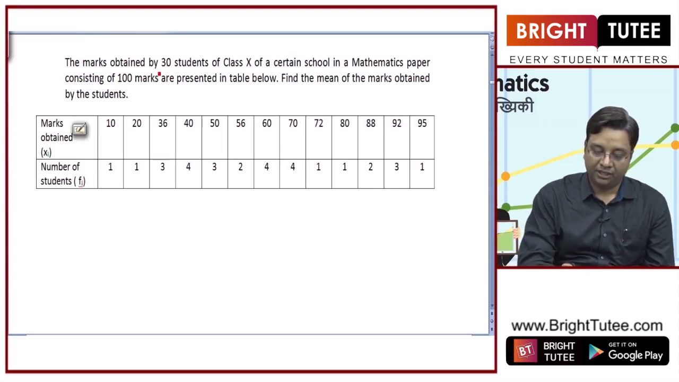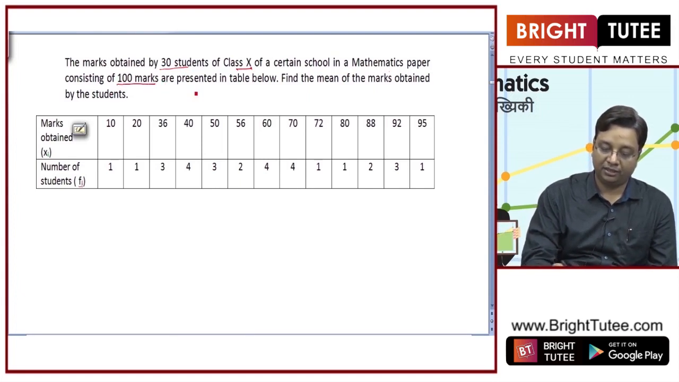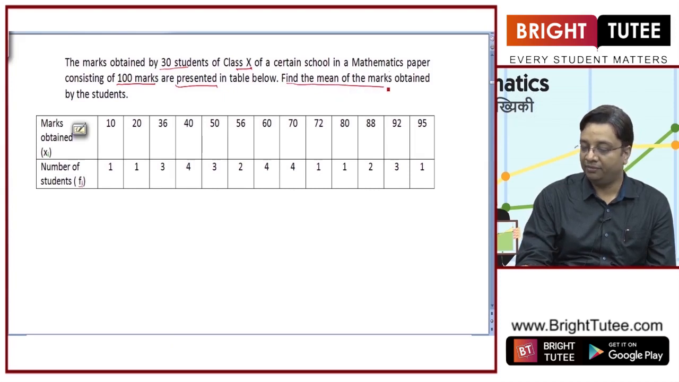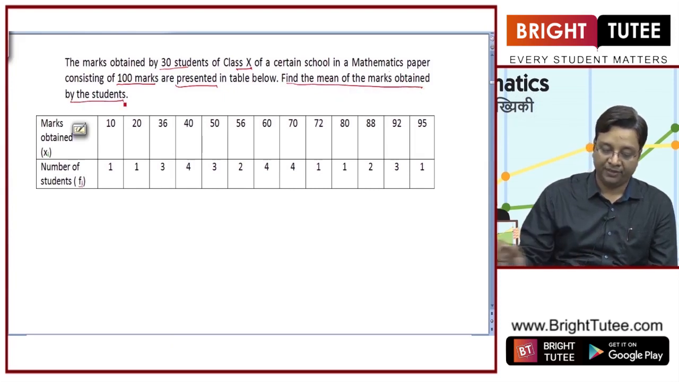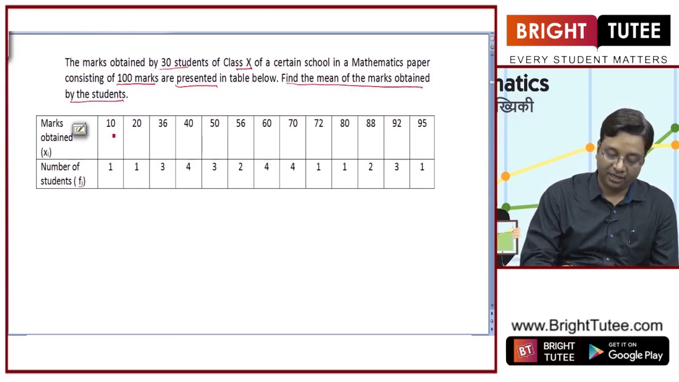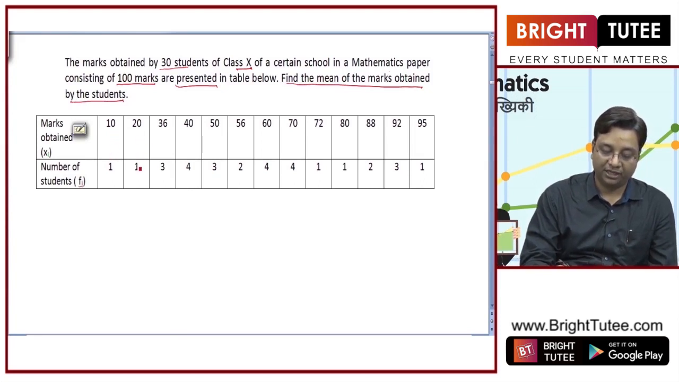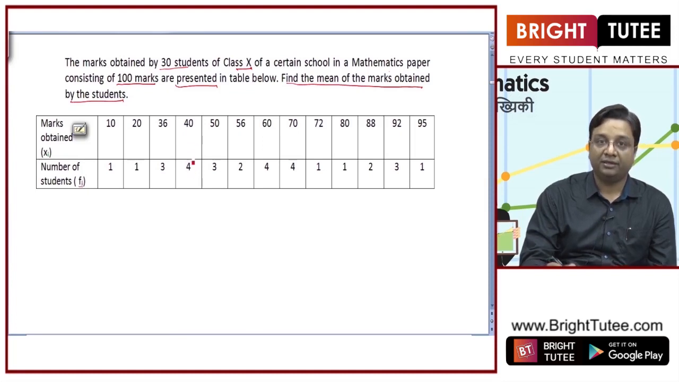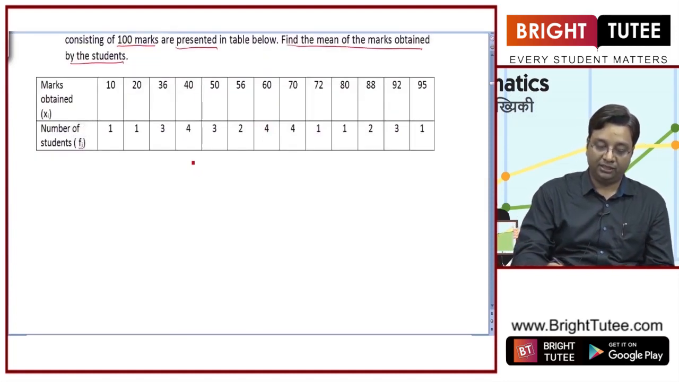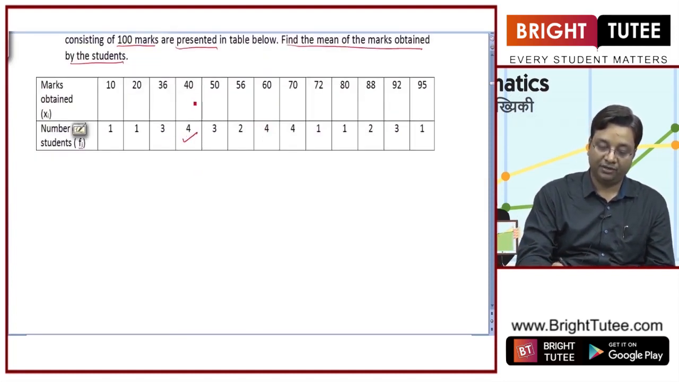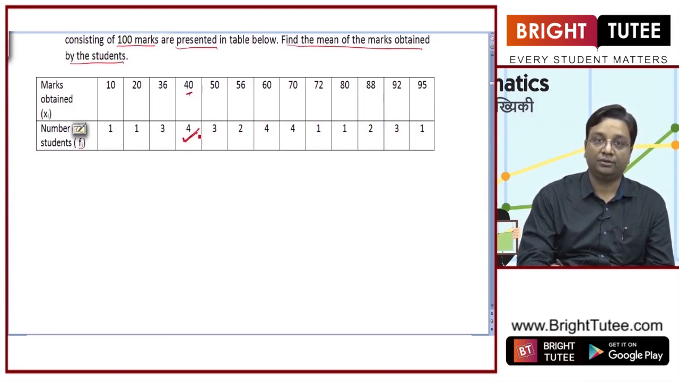Now these are marks obtained by 30 students of class 10 of a certain school in a mathematics paper consisting of 100 marks, and these are presented in the table below. Find the mean of marks obtained by these students. So 10 marks are obtained by one student, 20 marks by one, 36 marks by 3 students, 40 marks by 4 students. Now look, these are frequencies. 40 marks are obtained by 4 students, so this has a frequency of 4.